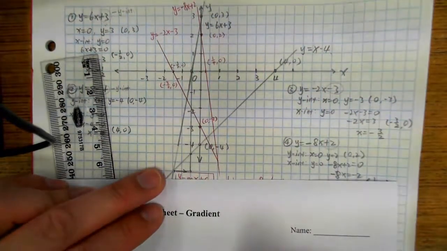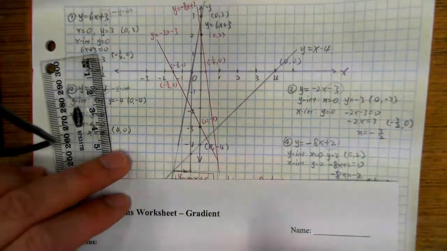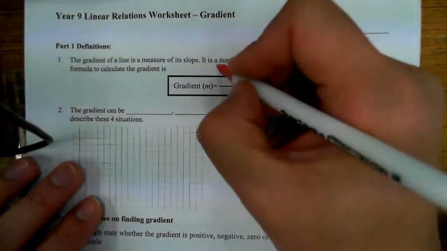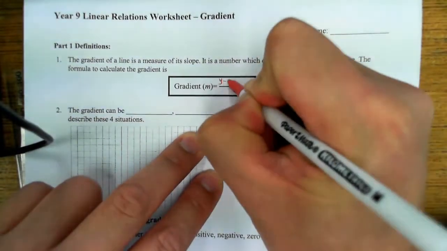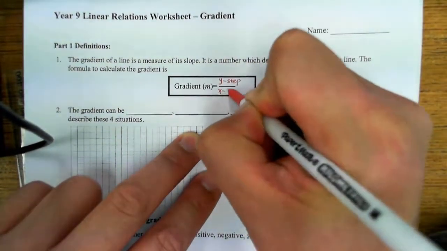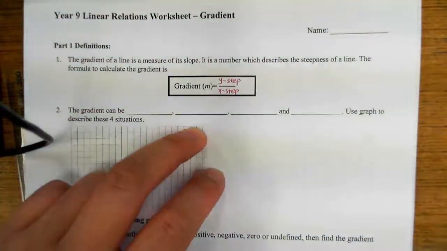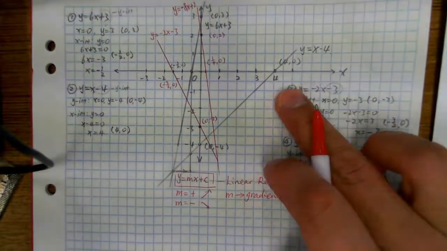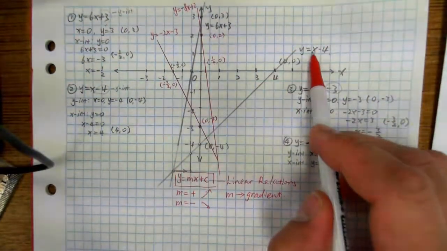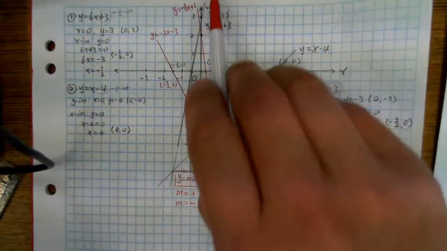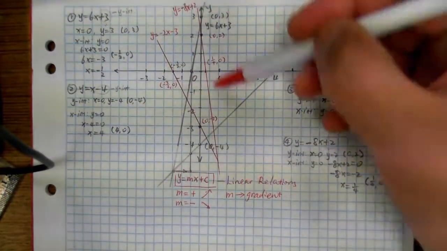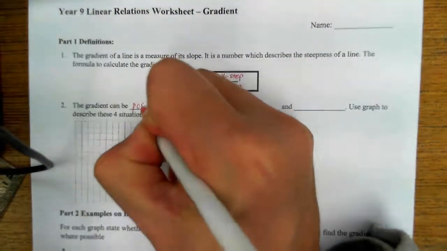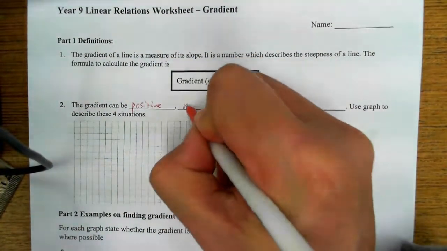So we give the definition. The definition of gradient is y step over x step. Now, according to the graph we plotted just now, the gradient m can be positive, like that, and can be negative. So let's write down: it can be positive and it can be negative.